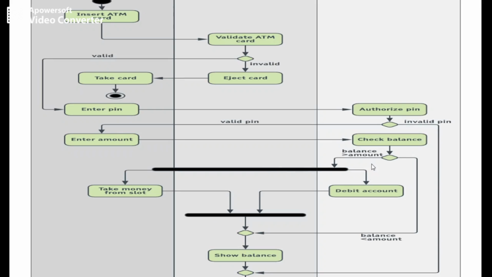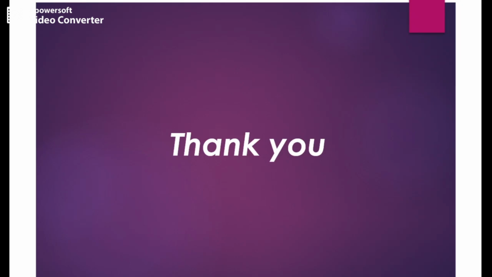So same thing, if the balance is greater than the amount, then he can take the money from the slot. It will show the balance at that time, and after you have got the money from the slot, you can eject the card. The card will be ejected and then you can take the card. Keep in mind that once the card is ejected, only then can you take the card; in between, you cannot. Then this is the final state being reached. Thank you.